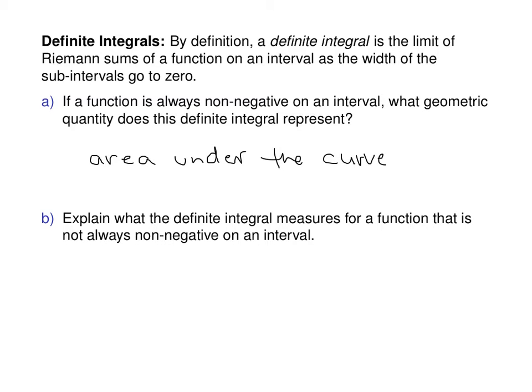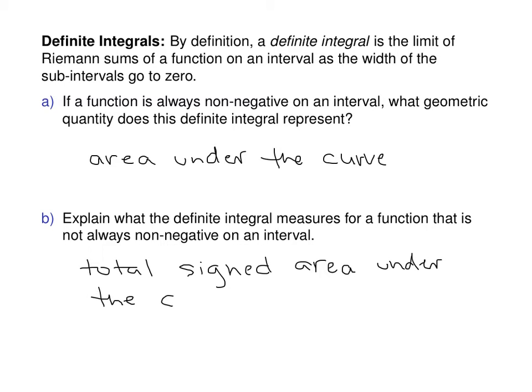And if the function is not always non-negative, meaning occasionally it goes negative, this gives you the total signed area under the curve. So in that case, your negative area could cancel your positive area. So let's have a specific example to explain what that would mean.